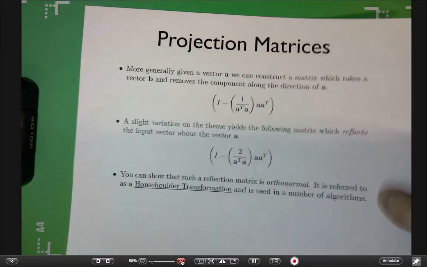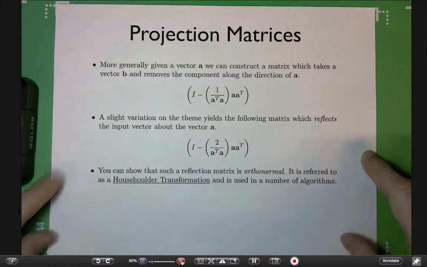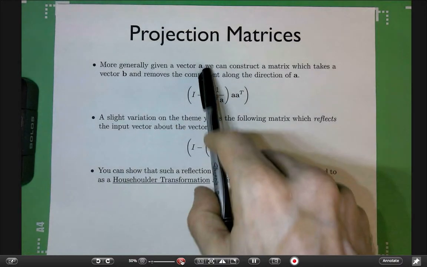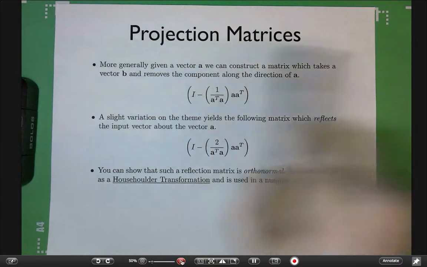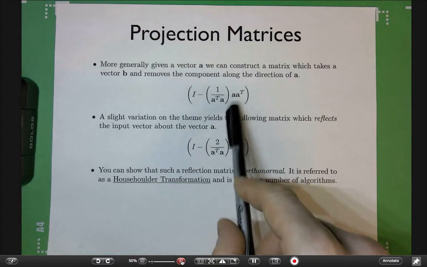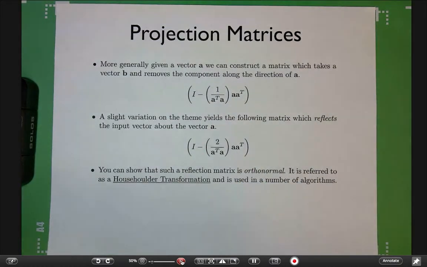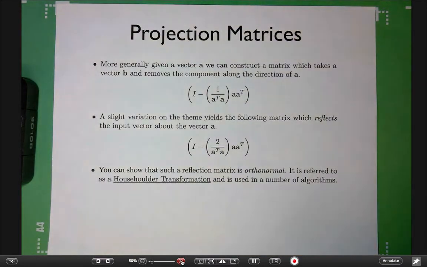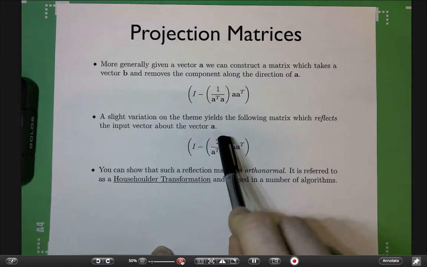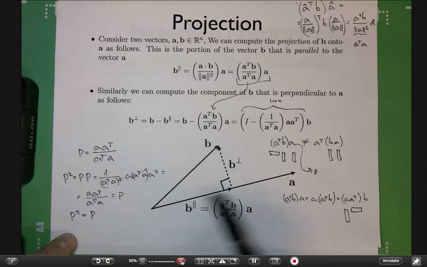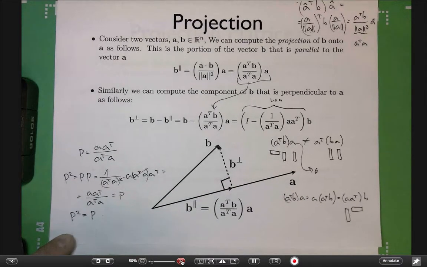So let's summarize what we learned about projection matrices. For any vector A, the vector A is fixed. That's my fixed projection direction. So this is the matrix which gives me the orthogonal complement to the direction A. Now, a funny variation is if I do it twice. The only difference between here and here is that instead of this 1 here, I put 2 here. So let's look at this picture. Instead of subtracting this B parallel once, I subtract it twice.